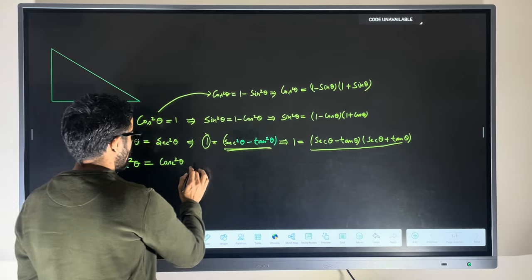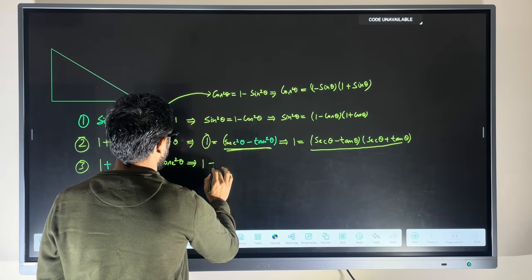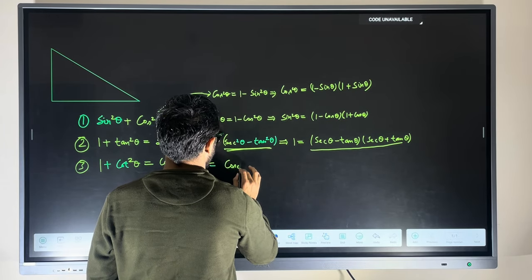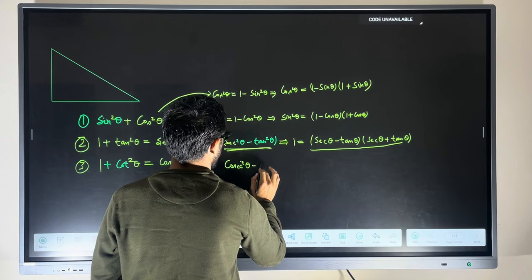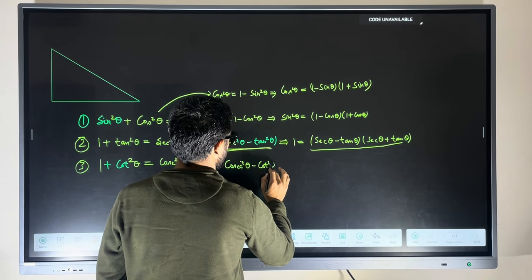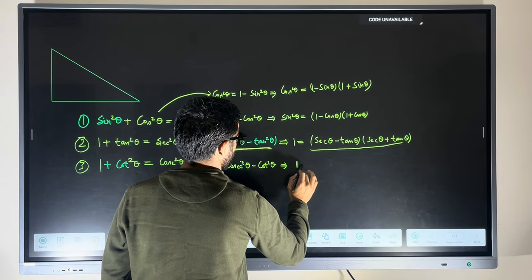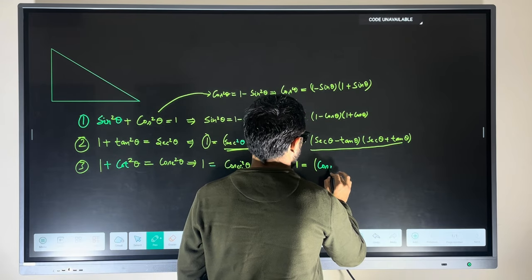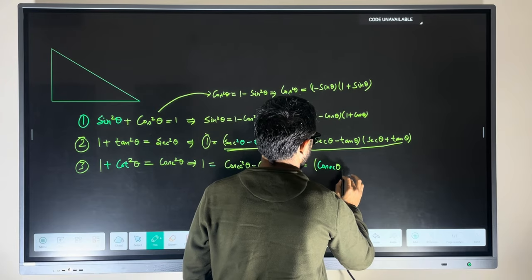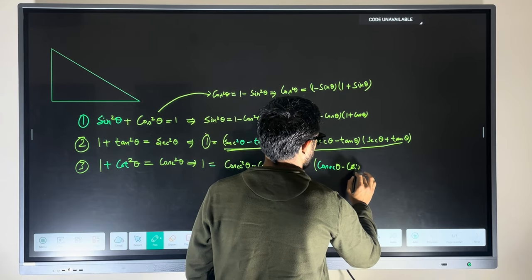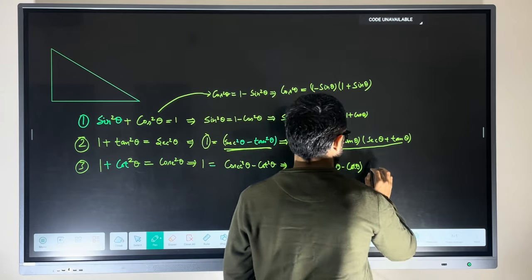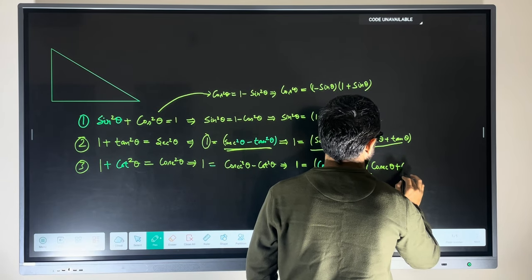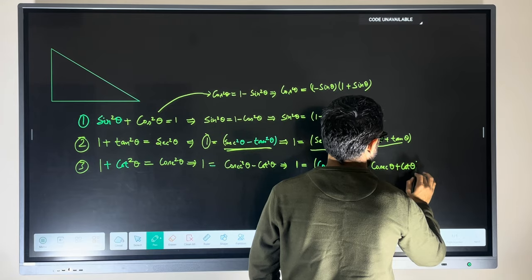Now here we can also rewrite it as 1 is equal to cosec square theta minus cot square theta. And this 1 is equal to, again, formula a minus b into a plus b, (cosec theta minus cot theta) into (cosec theta plus cot theta).